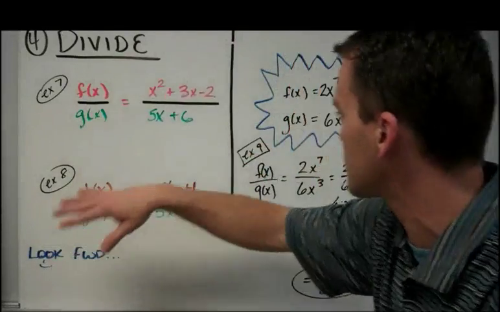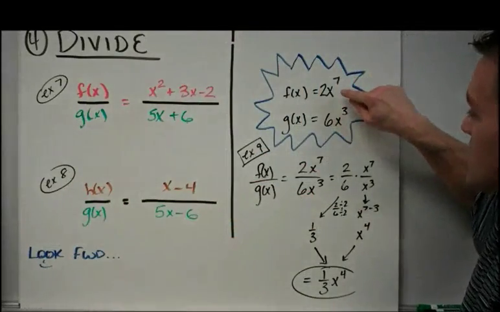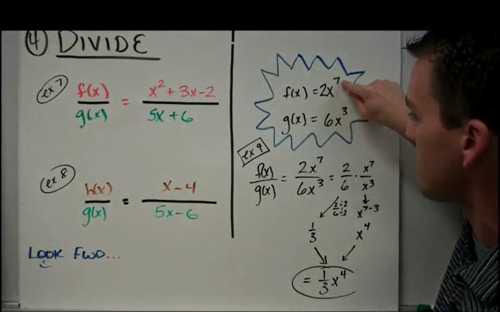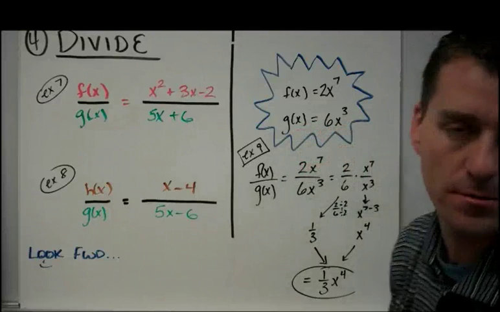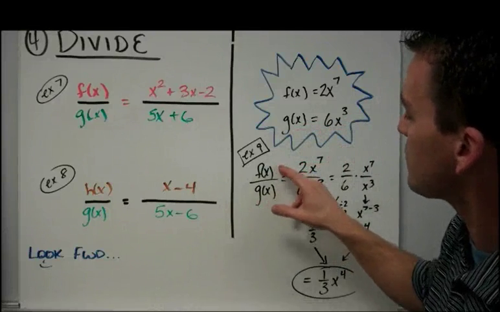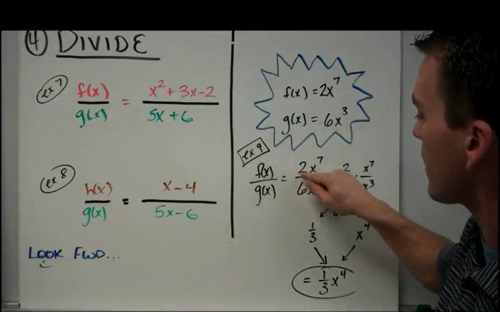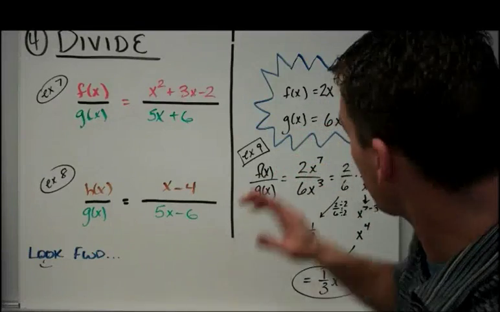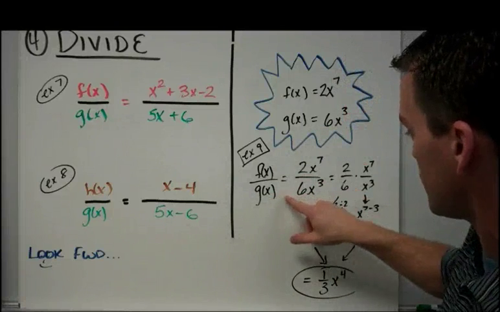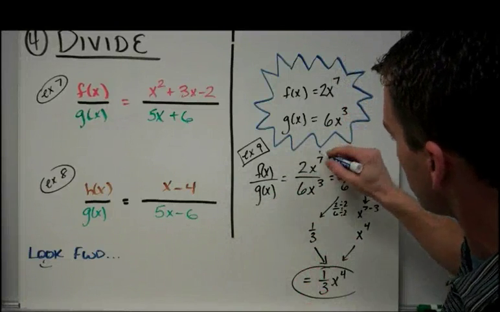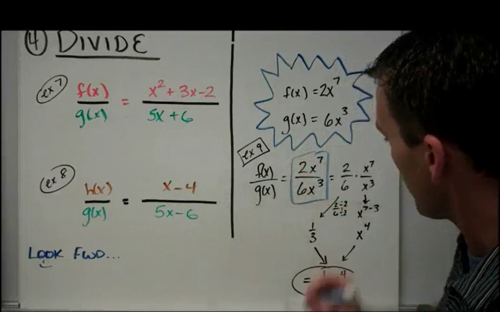So over here, forget the f of x and g of x. I've made new functions now. So let's say f of x is 2x to the 7th, and g of x is 6x to the 3rd. Well, if I ask you to divide those two functions, I would just simply take this 2x to the 7th, plug it in for f of x right there. I'd take the 6x to the 3rd, plug it in for g of x right there. So this is now what I'm looking at.